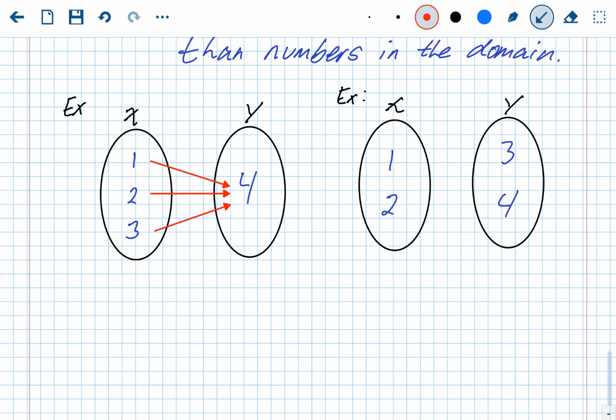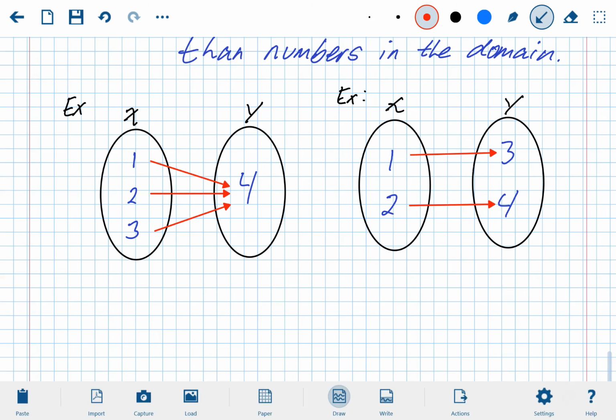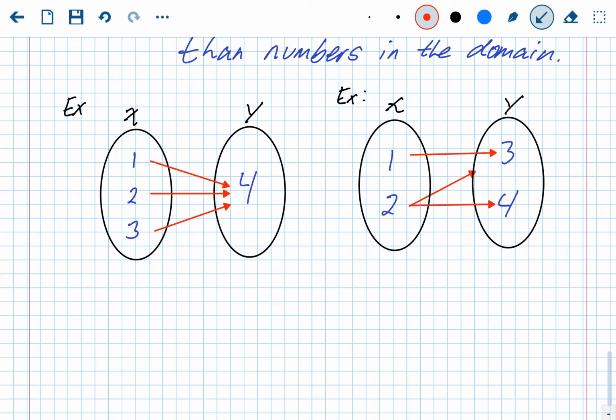And then I'm going to have an arrow pointing 1 to 3. I'm going to have an arrow pointing 2 to 4. And I'm going to have an arrow pointing 2 to 3. Okay. One of these is a function and one of them is not.